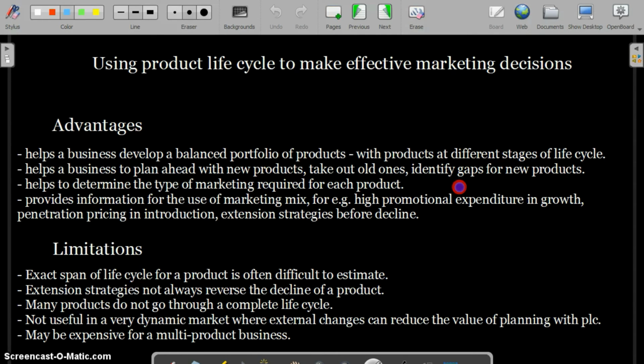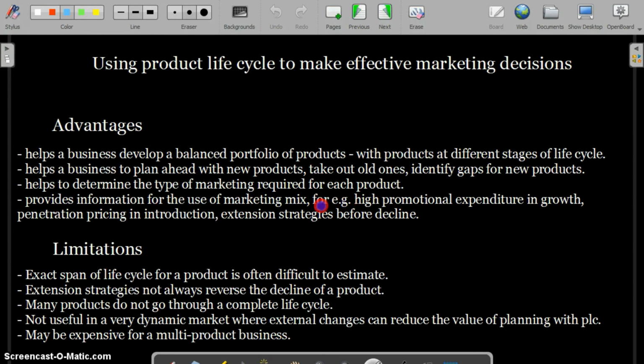It helps to determine the type of marketing required for each product, like I discussed earlier about the promotion, how much promotion is required for a product at each stage. At introduction stage there is maximum promotion, and as the sales increase the promotion is reduced. At decline there is no promotion at all, or perhaps a little promotion, so you can get rid of the leftover stock and withdraw the product from the market.